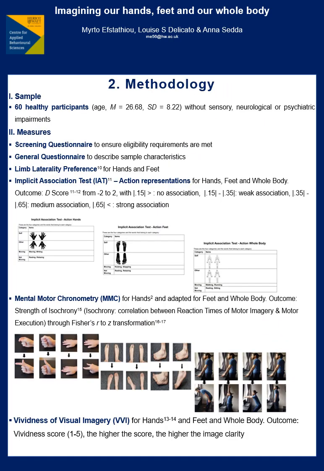For that reason, we recruited 60 individuals who completed a series of online experimental tasks. We first measured motor imagery through an implicit task, that is, an implicit association test for hands, feet, and the whole body. Then we measured motor imagery through an explicit task, that is, a mental chronometry task for hands, feet, and the whole body. And finally, to control for the effect of visual imagery, we administered a vividness of visual imagery questionnaire for hands, feet, and the whole body.